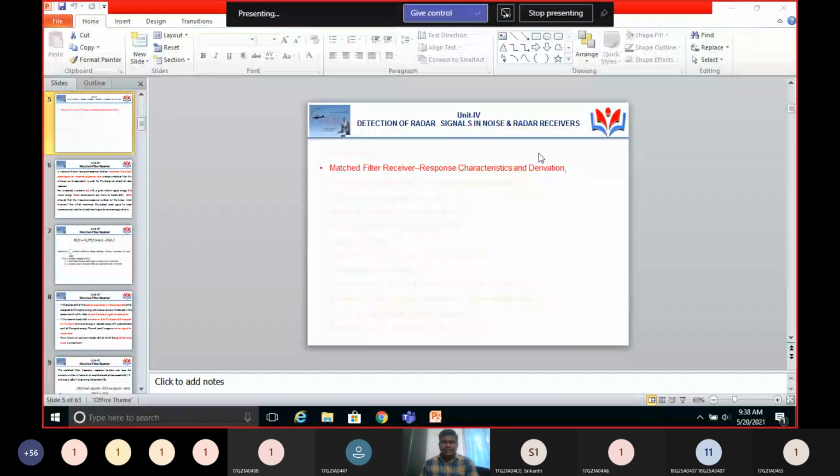What is the definition of matched filter? It maximizes the signal to noise ratio at the output of the receiver. It is possible when and only when the input signal frequency spectrum must be a replica of the impulse response of the receiver. So the impulse response of the receiver and the input signal spectrum must be a replica of each other. Then only is this possible, that is, the signal to noise ratio at the output of the receiver will be maximum.